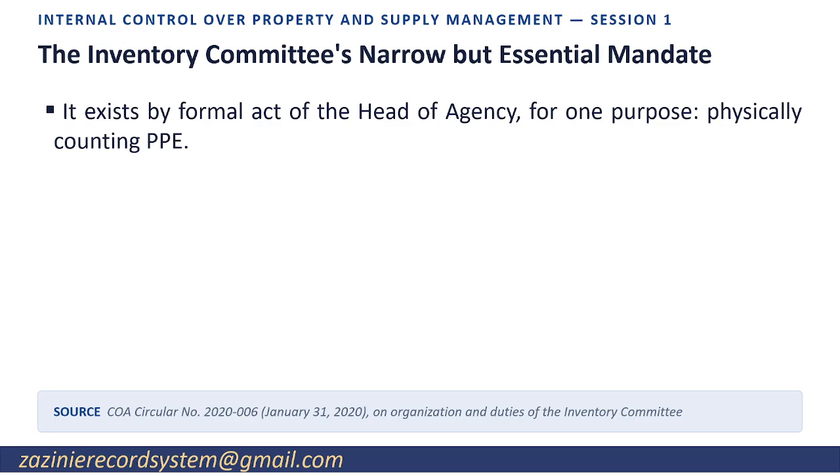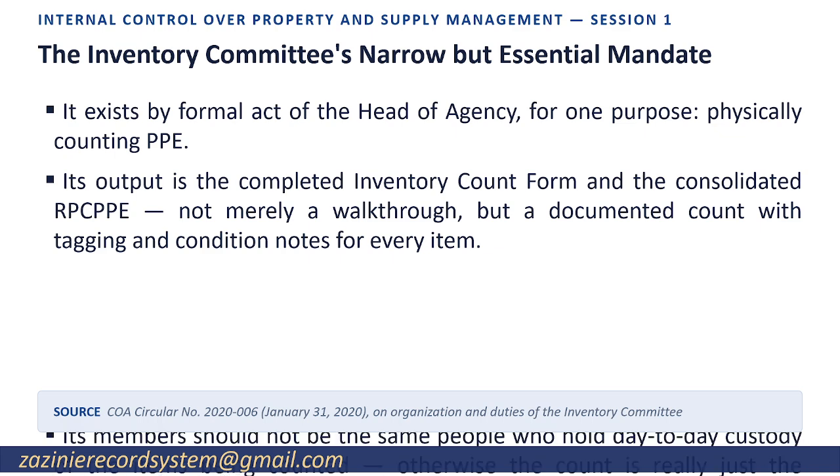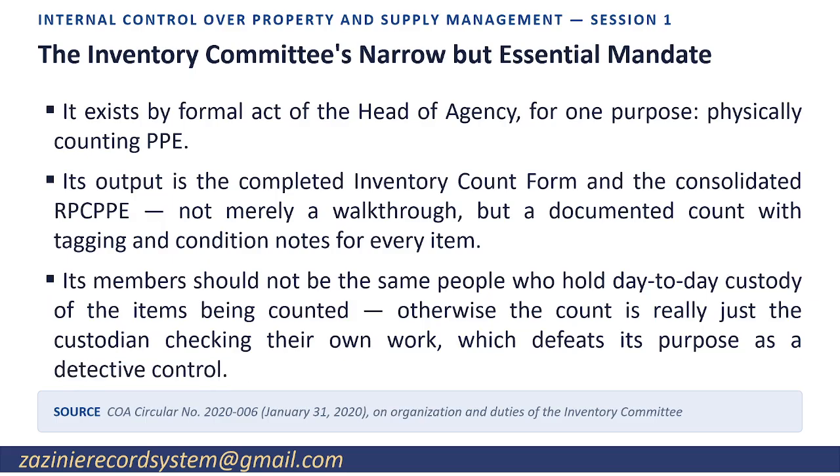It exists by formal act of the head of agency, for one purpose: physically counting PPE. Its output is the completed inventory count form and the consolidated RPCPPE, not merely a walkthrough, but a documented count with tagging and condition notes for every item. Its members should not be the same people who hold day-to-day custody of the items being counted, otherwise the count is really just the custodian checking their own work, which defeats its purpose as a detective control.